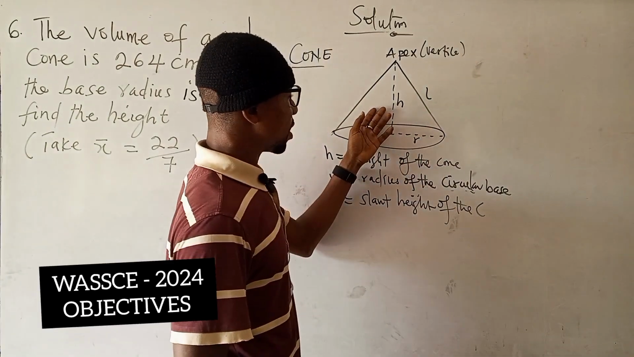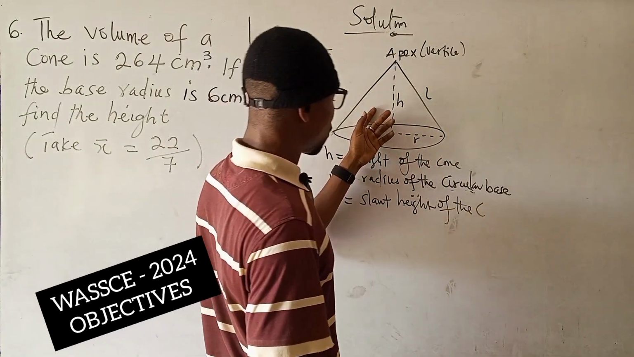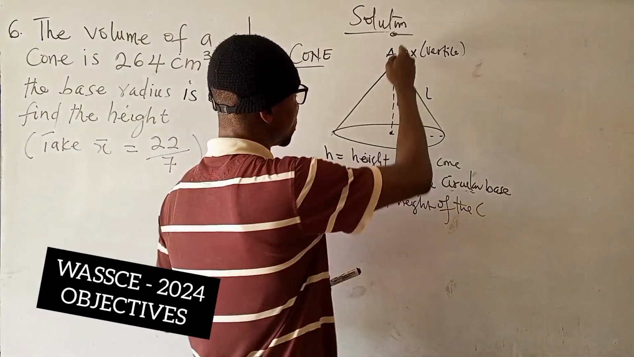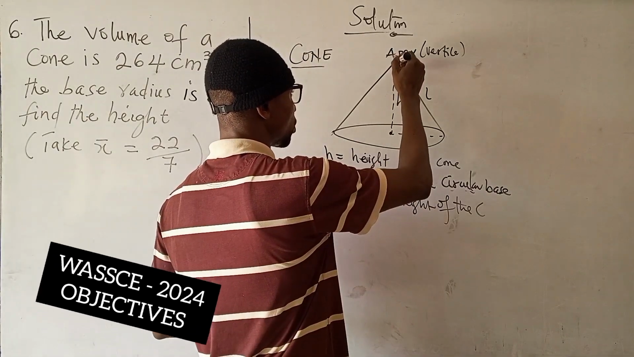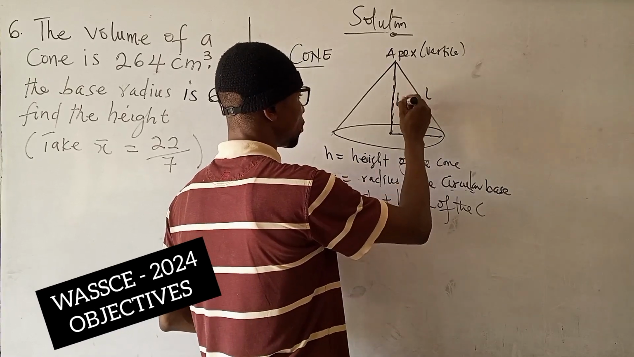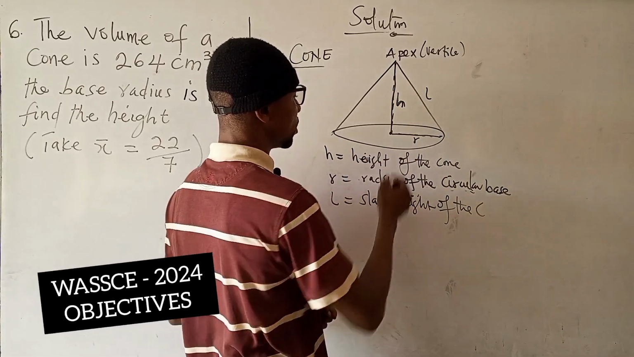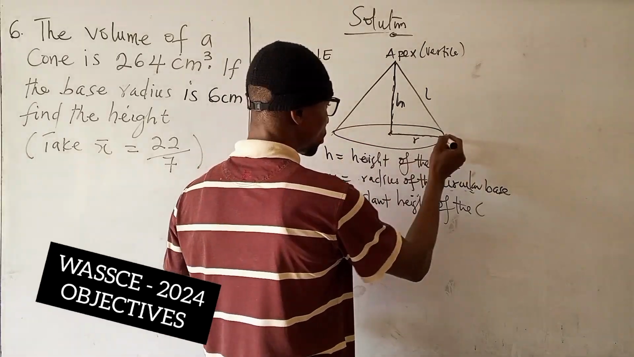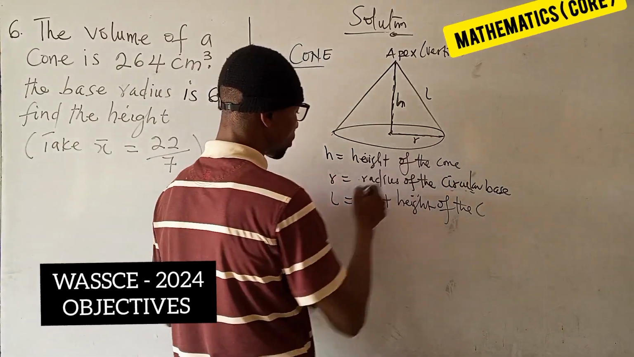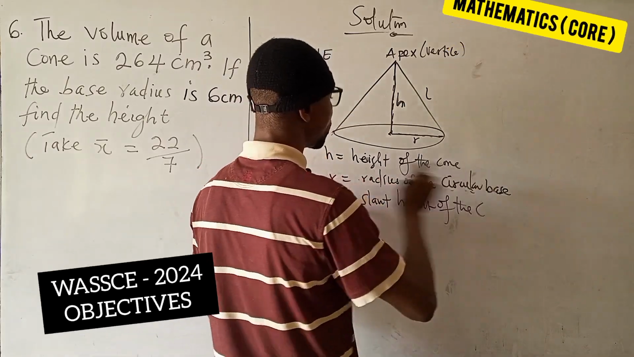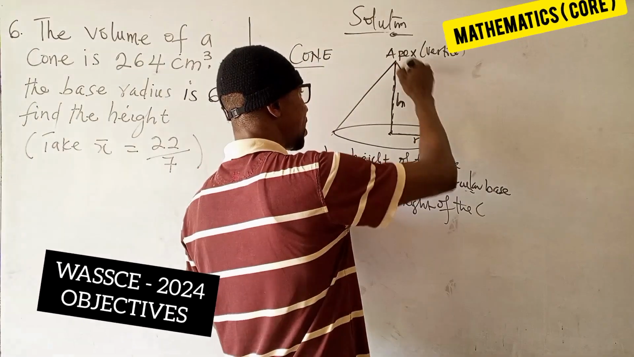If you have a sketch of a cone, this is the apex of the cone, and this is the altitude, or the height, of the cone. That's the h over here. This is the circular base of the cone. From the center to a point on the circumference is the radius. So r is the radius of the circular base of the cone, and the L here is the slant height of the cone.